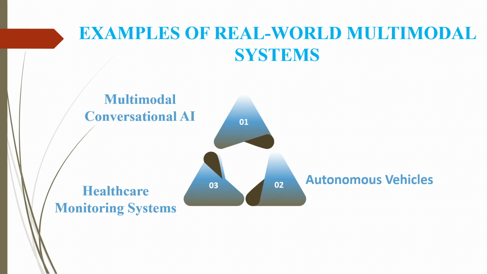These are some examples of real-world multimodal systems: conversational AI, healthcare monitoring systems, autonomous vehicles. Autonomous vehicles will have different kinds of sensors, that is camera, lidar, radar, for capturing the input. We need to combine all those inputs to generate the proper outcome.